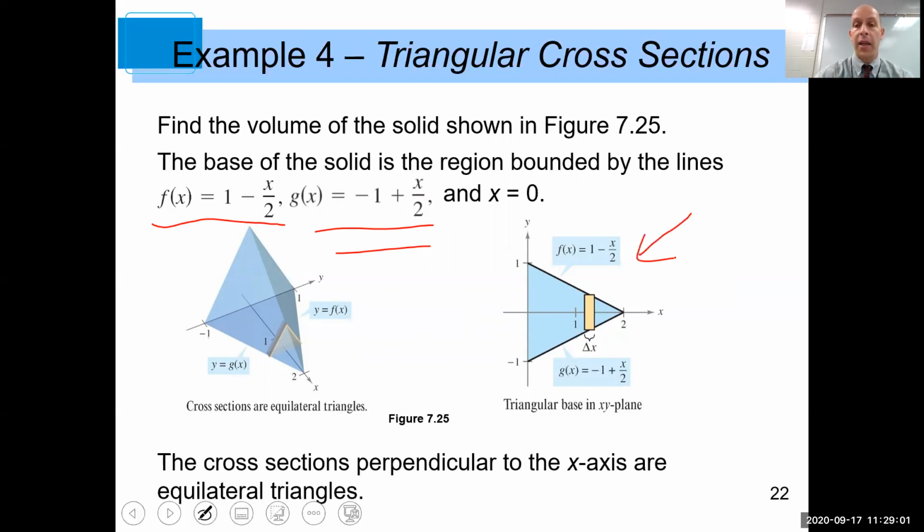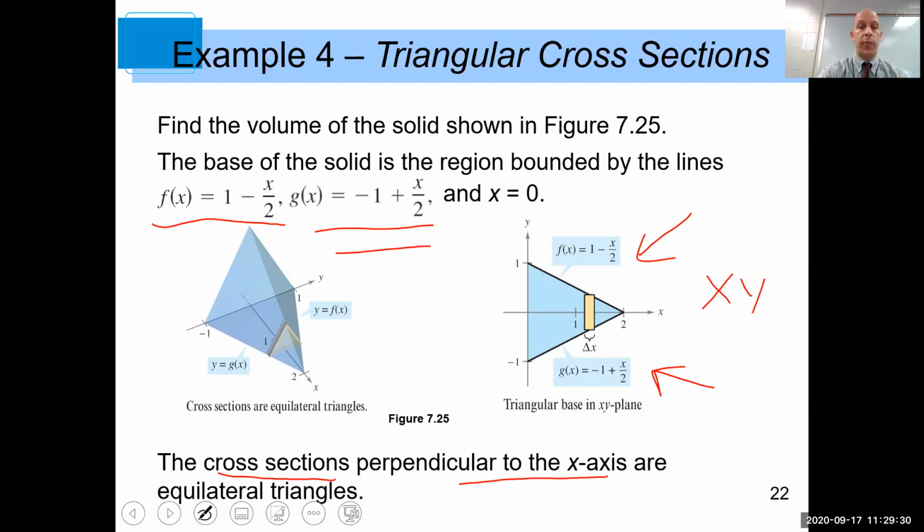So we've got these two curves graphed here. Notice that this is simply just an xy plane. So that's a triangular base. Now, the cross sections are going to be perpendicular to the x-axis, and they're going to be equilateral triangles. This one's a little bit harder because you kind of have to know the formula for the area of an equilateral triangle, which I'm going to give you here in just a second.